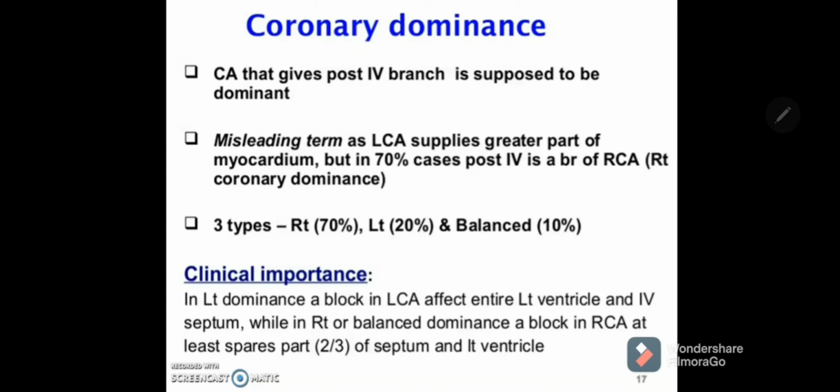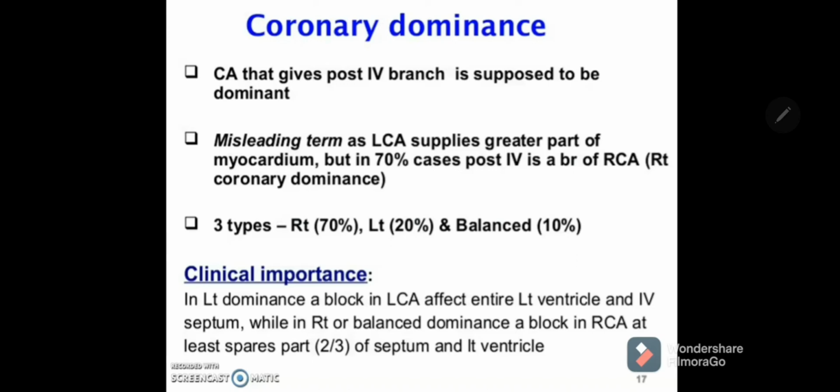So the posterior interventricular artery gives rise to coronary dominance. Whichever coronary artery gives the posterior interventricular branch is called the dominant artery. So dominant artery is a misleading term. Actually the left coronary artery is wider and supplies most of the heart, but the artery which gives the posterior interventricular branch is called dominant. In 70% of cases it comes from the right, 20% from the left, 10% from both.